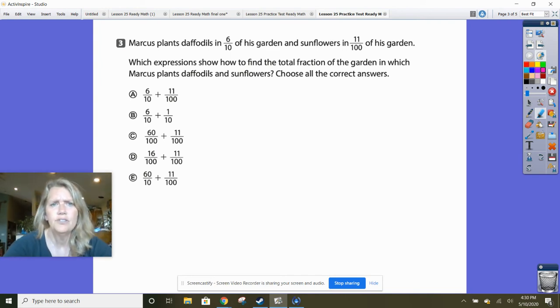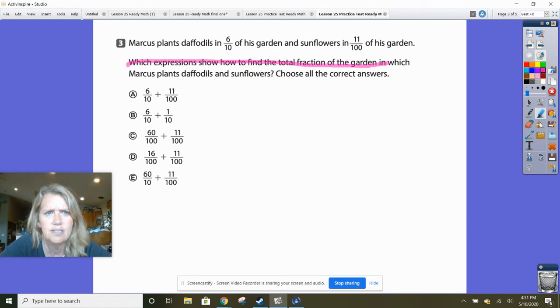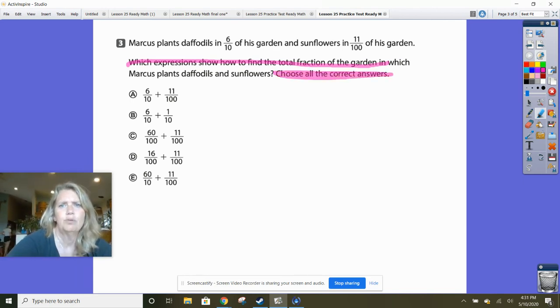So what are we trying to find out? Marcus plants daffodils in 6/10 of his garden and sunflowers in 11/100ths of his garden. Which expression shows how to find the total fraction? So we're looking for an expression, a math sentence, which makes sense since we have a whole bunch of math sentences. Oh, it says choose all correct answers. That means there's probably more than one way to do it. They often try to trick us on this.